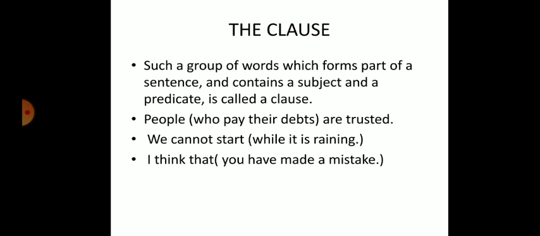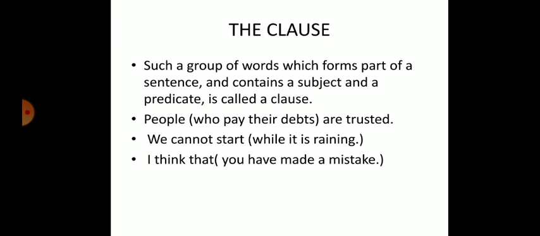Such a group of words which form part of a sentence and contains a subject and a predicate is called a clause. Now, what other necessary condition for a clause have we seen in grammatical terms, besides communicating sense? It should have its independent subject and independent predicate. Let's have a look at the examples.